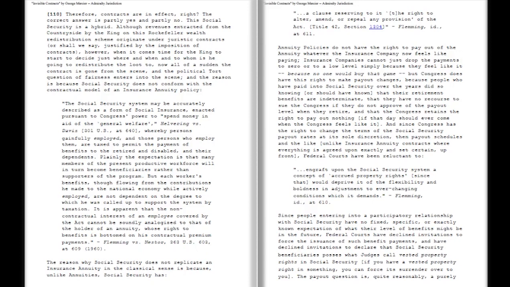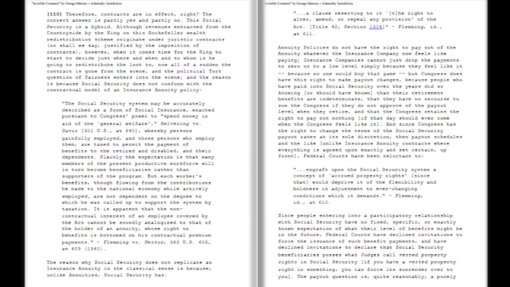At 611. Annuity policies do not have the right to pay out of the annuity whatever the insurance company now feels like paying. Insurance companies cannot just drop the payments to zero or to a low level simply because they feel like it. Because no one would buy that game, but Congress does have this right to make payout changes, because people who have paid into Social Security over the years did so, knowing or should have known that their retirement benefits are indeterminate, that they have no recourse to sue the Congress if they do not approve of the payout level when they retire, and that the Congress retains the right to pay out nothing if that day should ever come when the Congress feels like it.